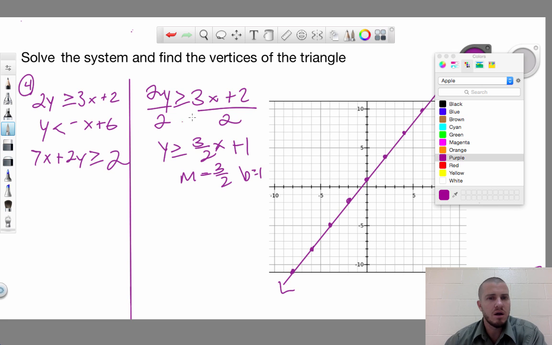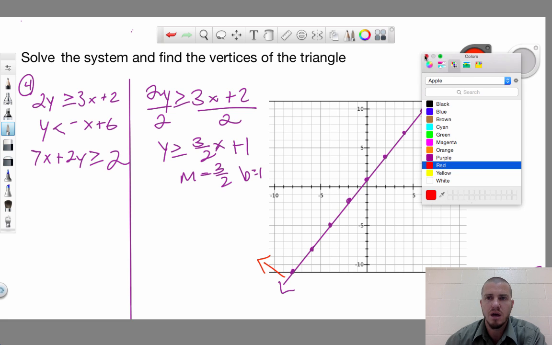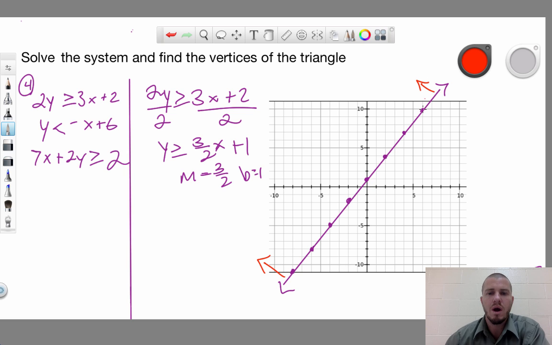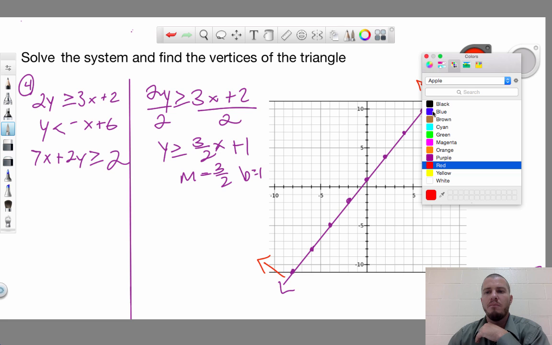I'll go ahead and look at the part that's shaded. And what I like to do here, it's in slope-intercept form. It's greater than, so it's shading up. So what I'm going to do is I'm going to put an arrow on both ends of the graph where it's shaded. So I kind of use a different color for that so you can see. And now I'm going to go ahead and do the next graph.